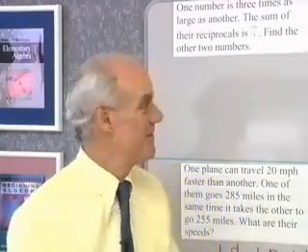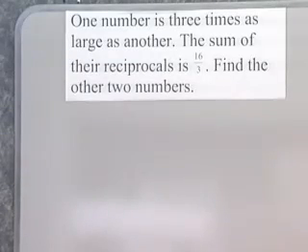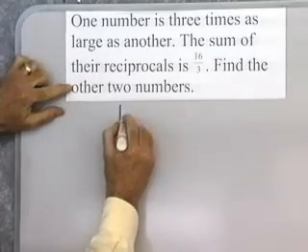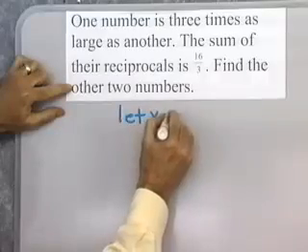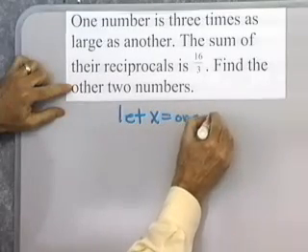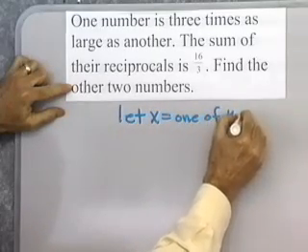We're going to work some application problems here. Let's look at our first one. One number is 3 times as large as another. The sum of their reciprocals is 16/3. Find the two numbers.